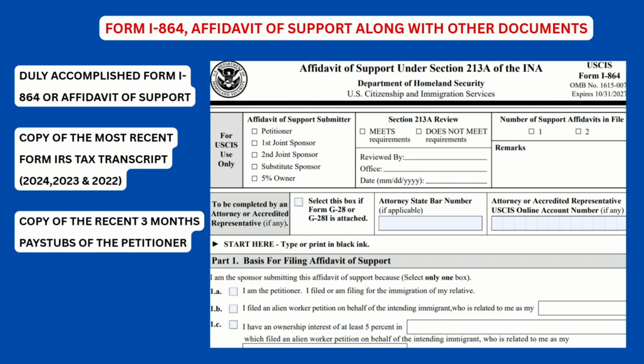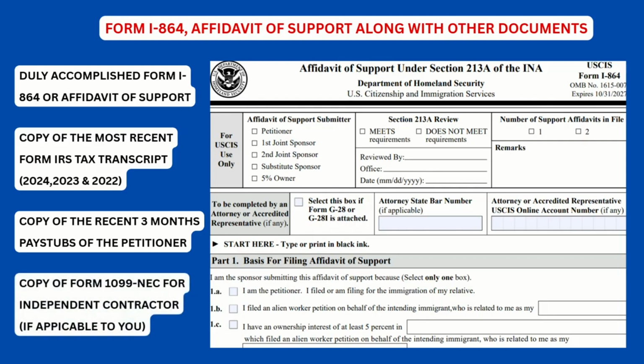And then we also include a copy of the recent 3 months pay stubs of the petitioner and a copy of the petitioner's Form 1099-NEC because my petitioner is an independent contractor. So if it applies to you, you can also include that in your AOS packet.